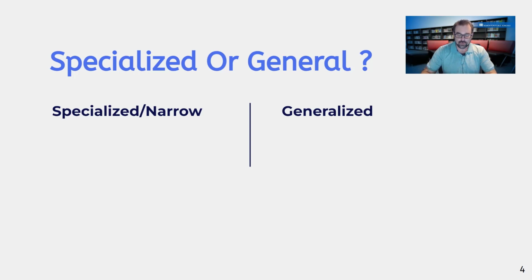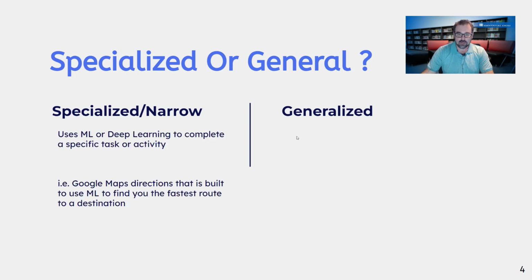Specialized or narrow tools are often ones that we are more familiar with and have been in use for many years. These tools use machine learning or deep learning to complete a simple or more complex but specific task or activity. They basically do one thing. So for example, Google Maps is given a complex amount of data and then is there to find you the fastest way to your destination. That's a very specialized task. It can do one thing at a time.